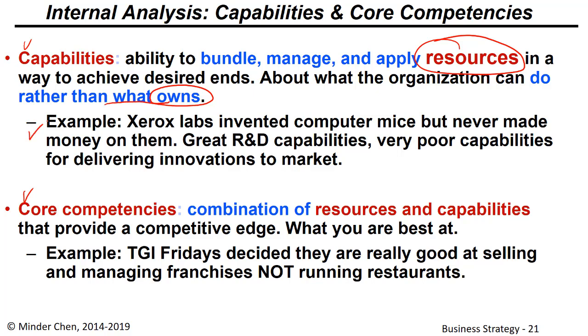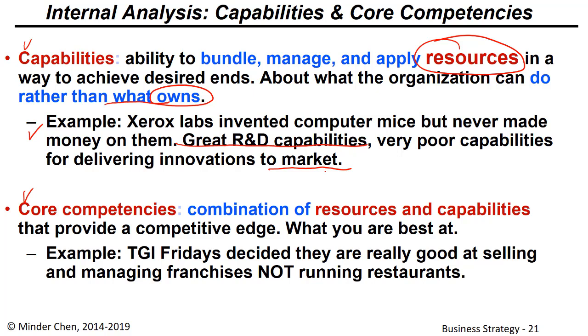Xerox is a company which is very capable of inventing new technology. So they have great R&D capability, but they're very poor in their capabilities for delivering innovation to the marketplace, which means that Xerox is very weak in commercializing its R&D outcomes into commercially available products. For instance, the laser printer was invented by Xerox as an example. Even Apple's Macintosh operating system, you can trace its innovation back to Xerox PARC, Palo Alto Research Center. We call it PARC.